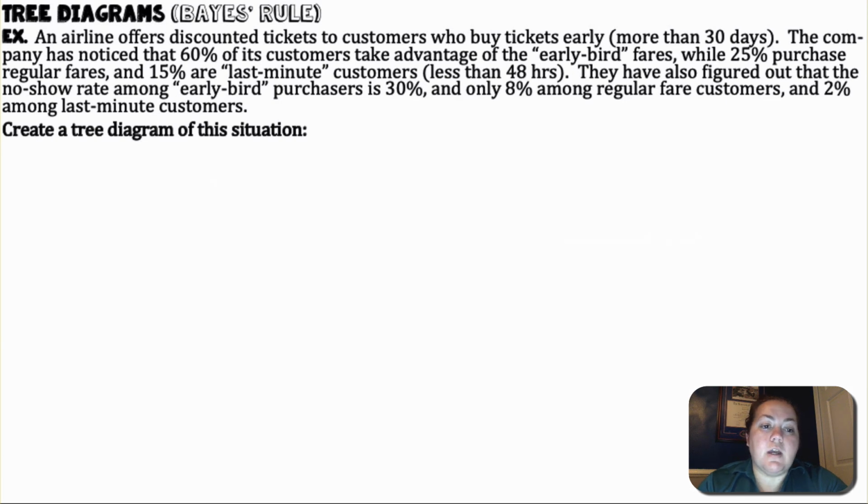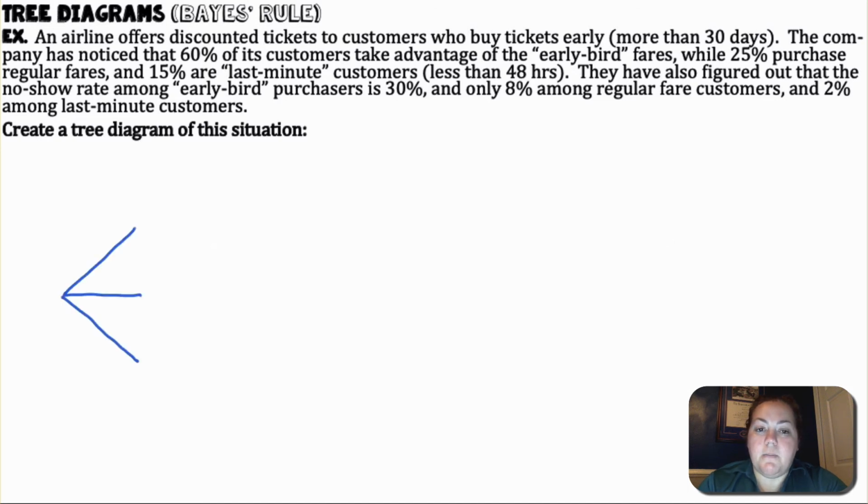All right, tree diagrams. An airline offers discounted tickets to customers who buy tickets early, more than 30 days. The company has noticed that 60% of its customers take advantage of early bird fares, while 25% purchase regular fares and 15% are last-minute customers, less than 48 hours. They have also figured out that the no-show rate among early bird purchases is 30% and only 8% among regular fare customers, 2% among last-minute customers. Create a tree diagram for this situation.